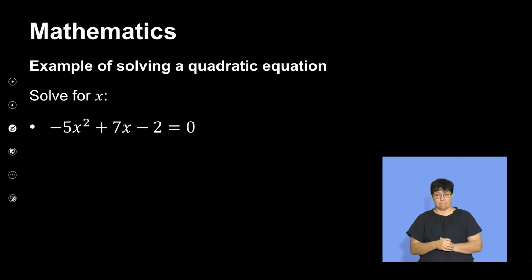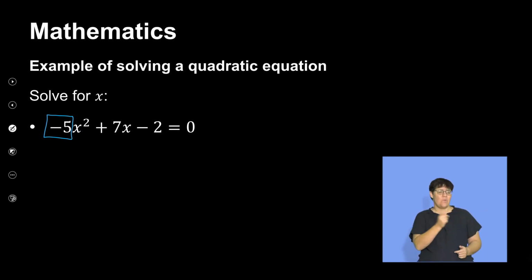And then another example as well will be minus 5x squared plus 7x minus 2. One of the main things that I will always say to you is after writing it in standard form, just make sure that the leading term, meaning the term that has x squared, is always positive. It makes it easier for you to factorize.